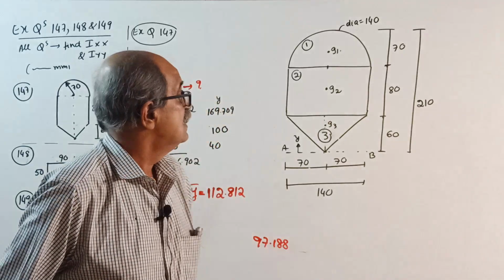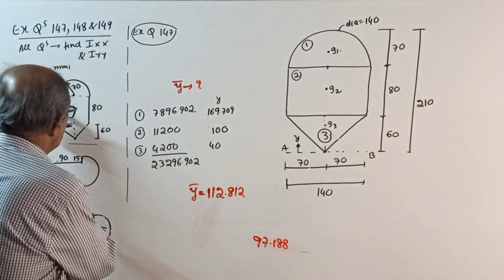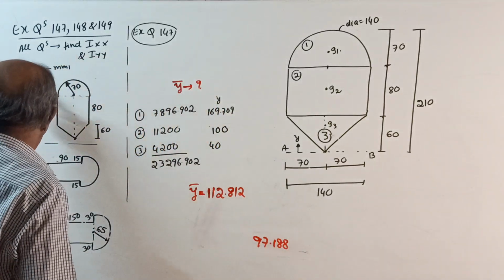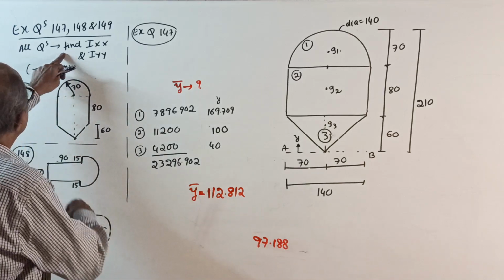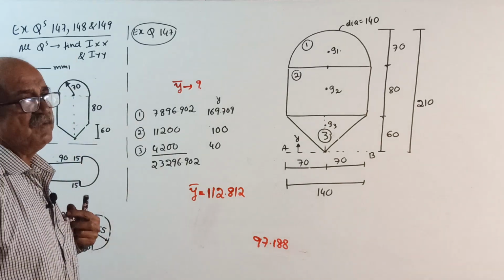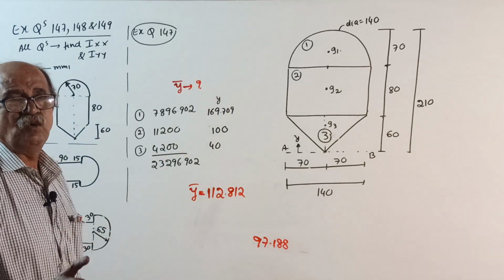Welcome. Today, three more questions, all simple questions today. 147, 148, 149. I'll start with 147 first. In all these questions they want IXX and IYY. So, the usual statement. Now, make a note.